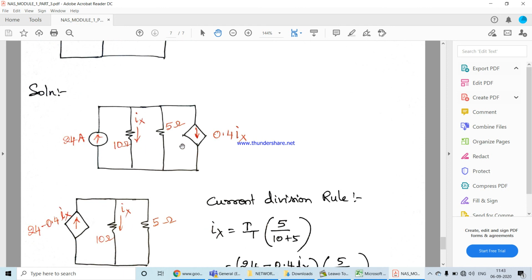Now can you see these both are current sources? One is moving upwards and one is moving downwards. So we'll assume 24 is greater than 0.4 Ix. Therefore 24 minus 0.4 Ix. Why minus? Because the arrows are in the opposite direction. So 24 minus 0.4 Ix, and we keep the current flow similar to 24 amps itself, and then we have 10 ohms and then we have 5 ohms.